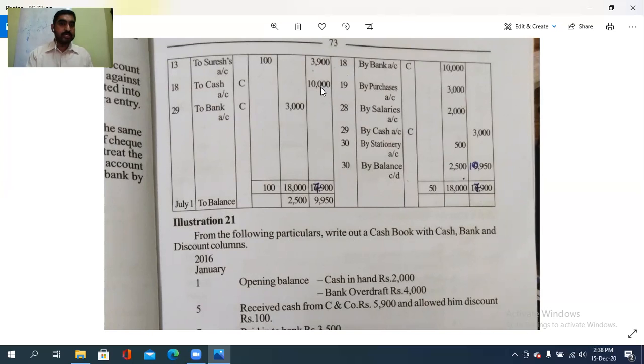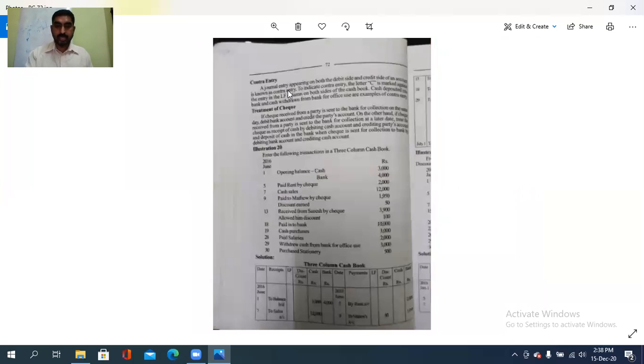See, 10,000, that is to be contra. Bank account debtor to cash. So to cash account 10,000 and by bank account 10,000. See, letter C in the journal folio column, isn't it? So ledger folio column. Okay.